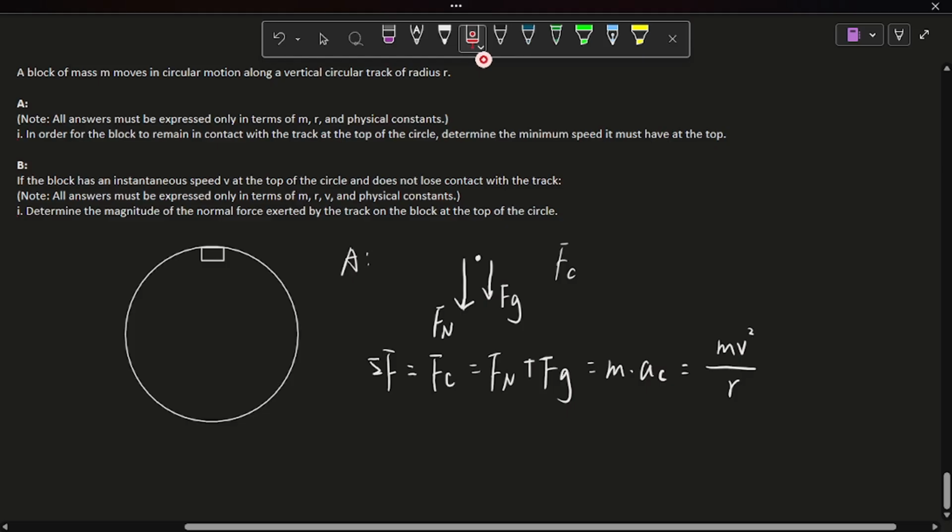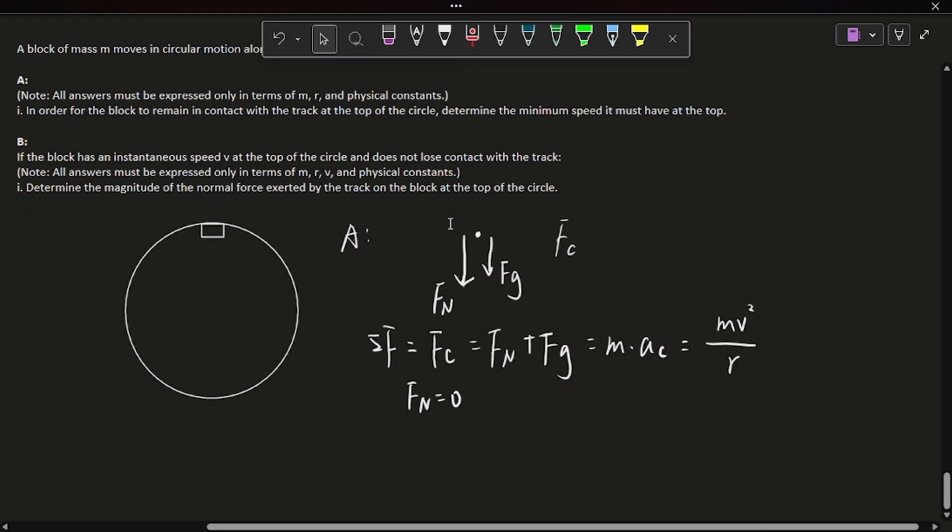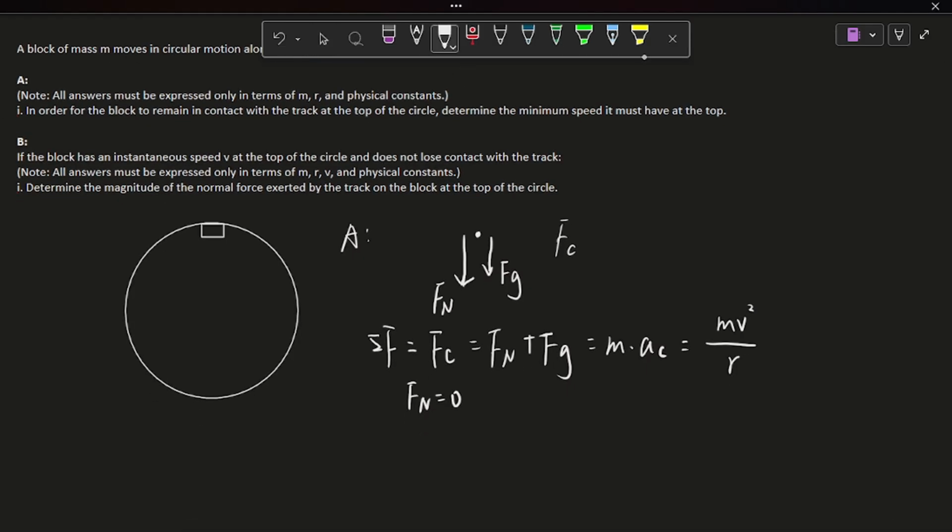Since the question says it wants the block to remain in contact with the track, but minimal contact, the Fn here is negligible. It is very close to zero, so we can assume it's zero. So let's write Fn is equal to zero. Now let's write the new net force equation down to make it look better. Fg is equal to mv squared over r.